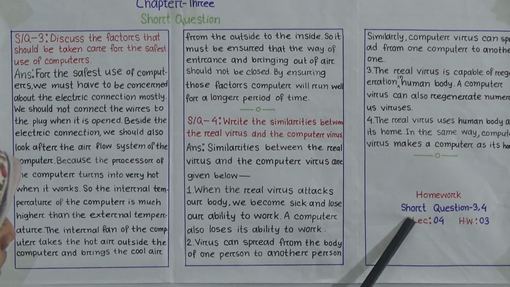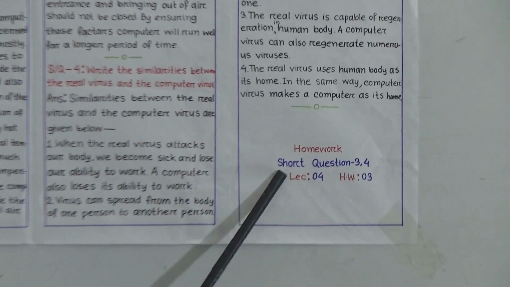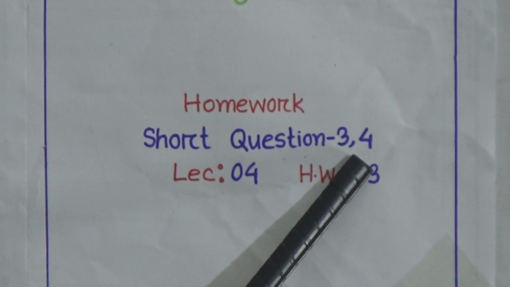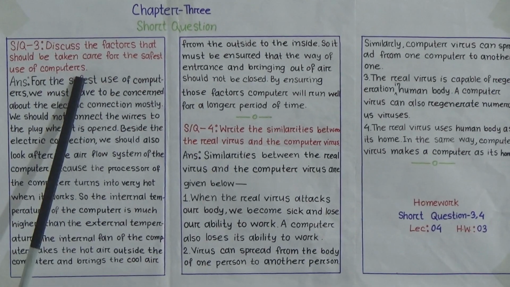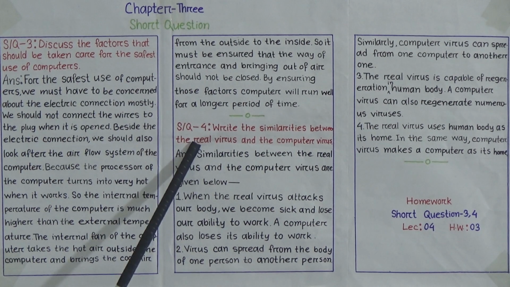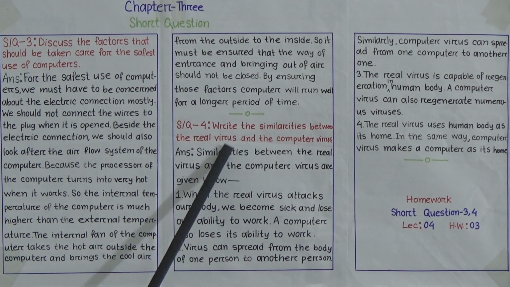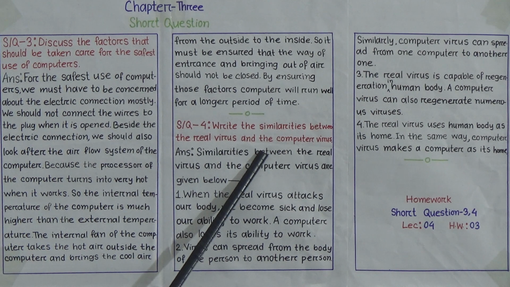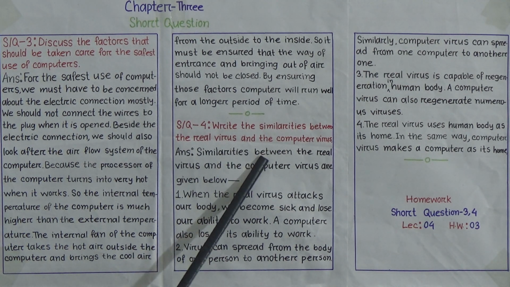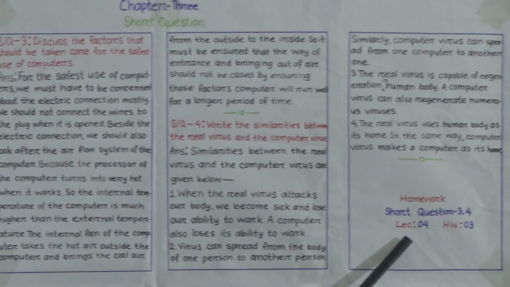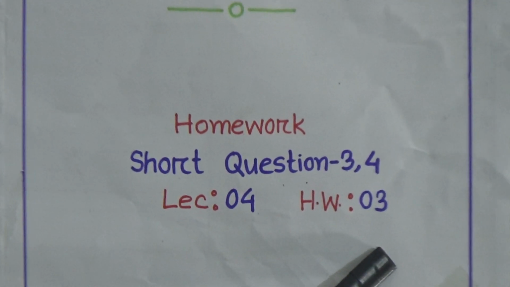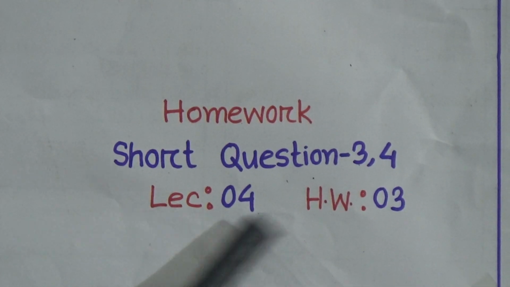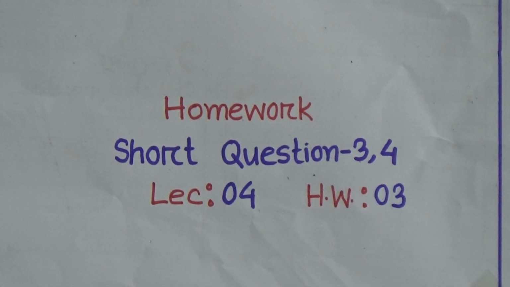Now, it's time for your homework. Your homework will be short question 3-4. That means short question 3, discuss the factors that should be taken care of for the safest use of computers, and short question 4, write the similarities between the real virus and the computer virus. These two will be your homework. And students, don't forget to write the lecture number and homework number at the top corner of your copy. Our lecture number is 4 and homework number is 3.